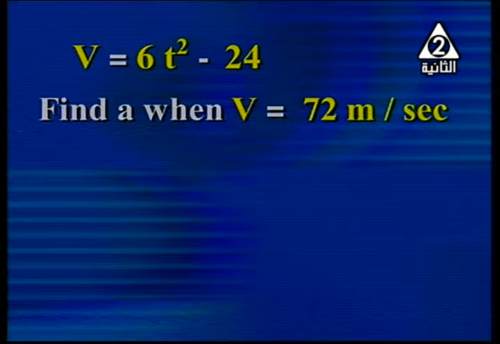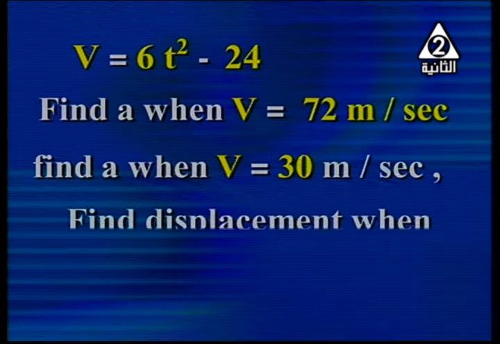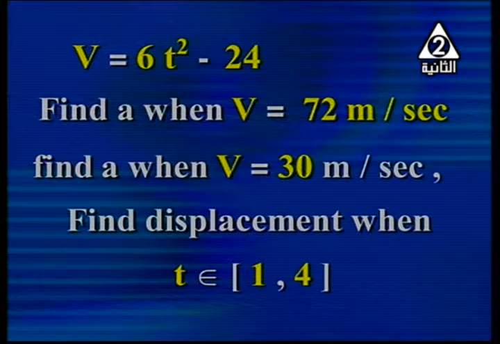Look at another example, dear student. We have v equal 6t squared minus 24. Find acceleration when v equals 72 meter per second, and find A when v equals 30 meter per second. Also find the displacement when t belongs to the closed interval 1 to 4.